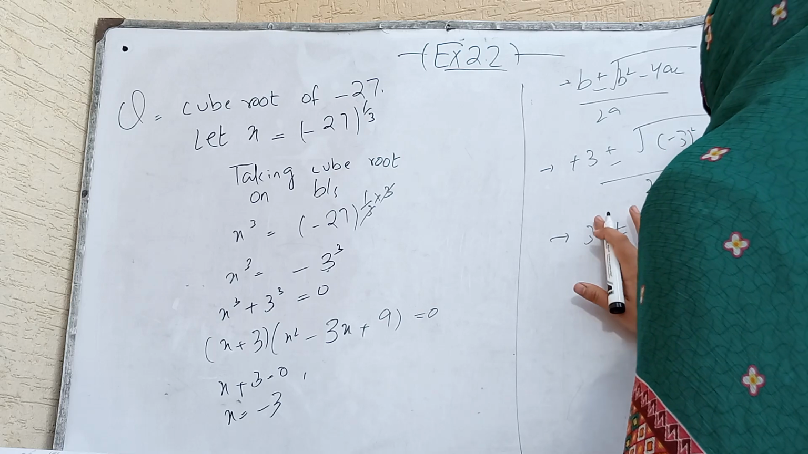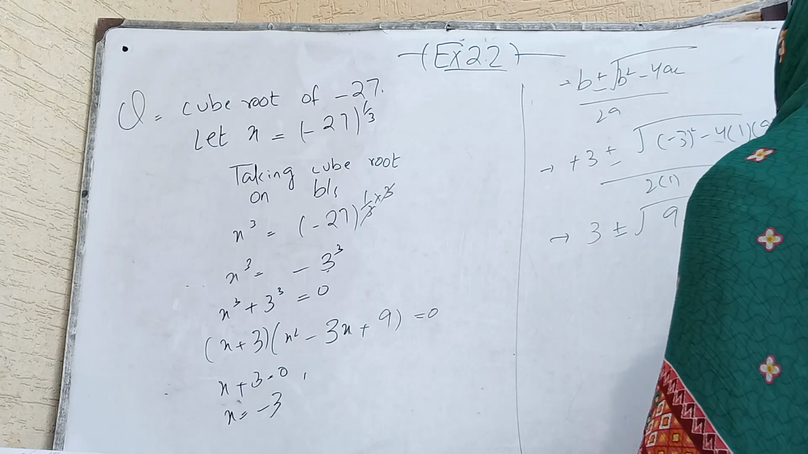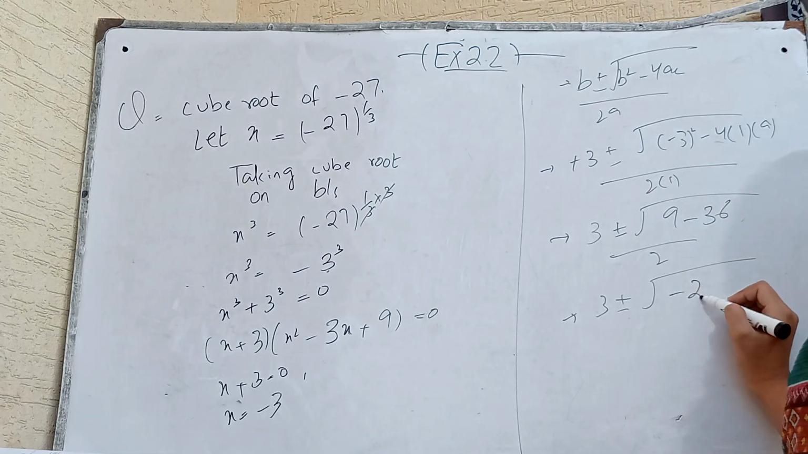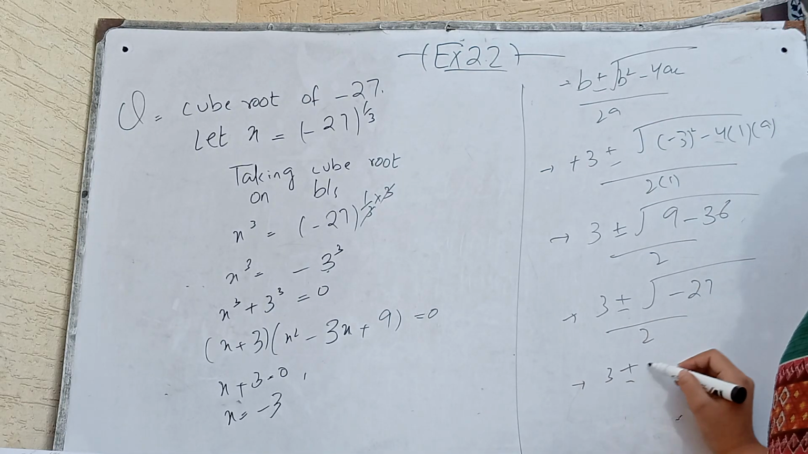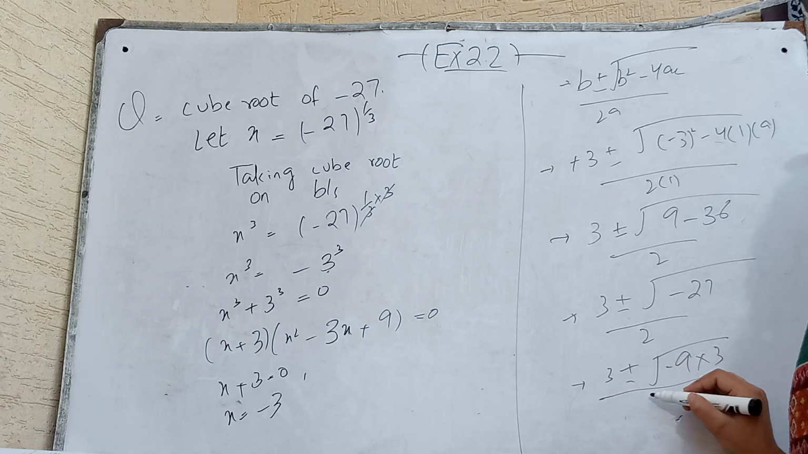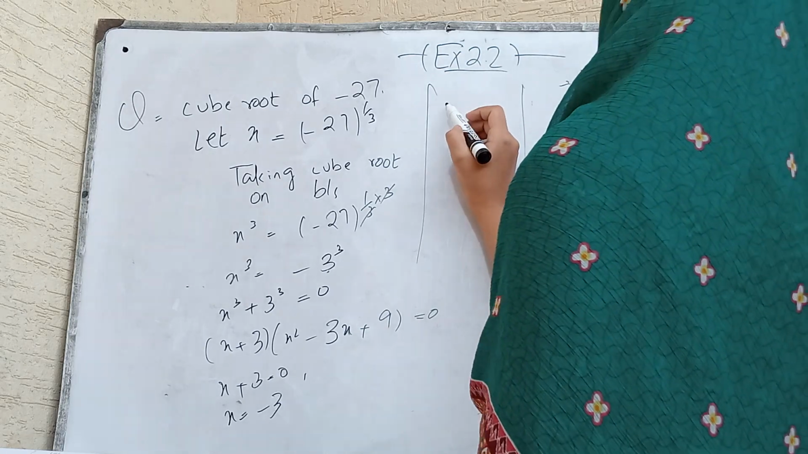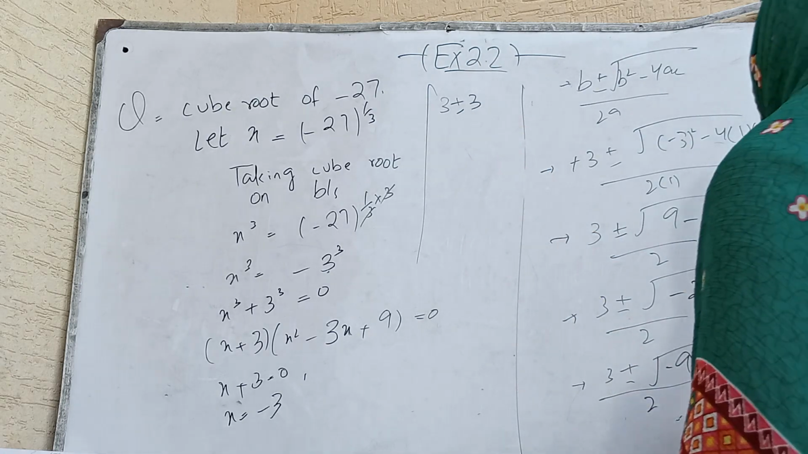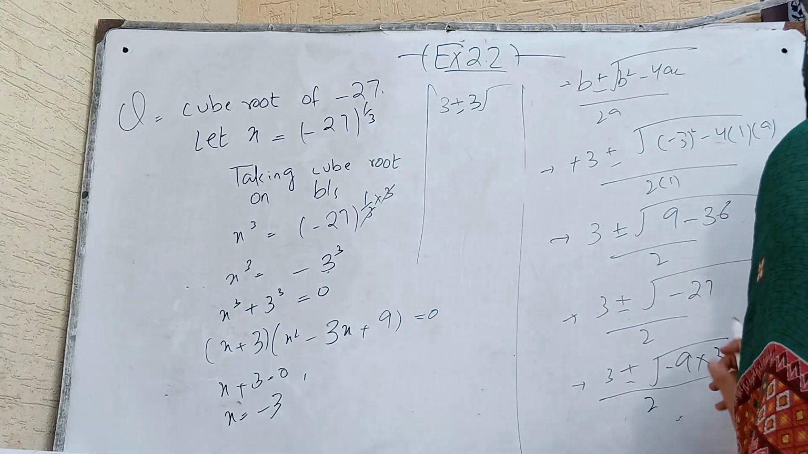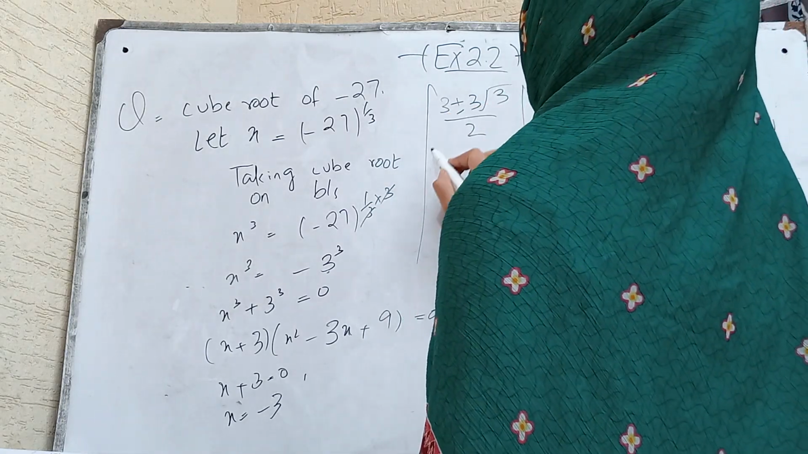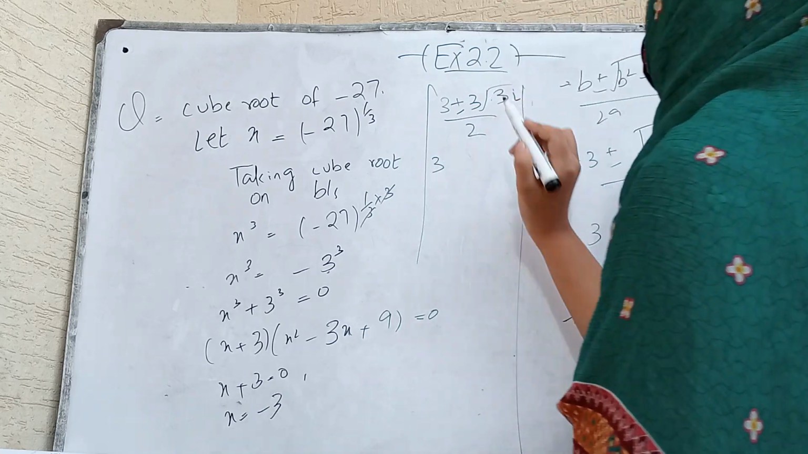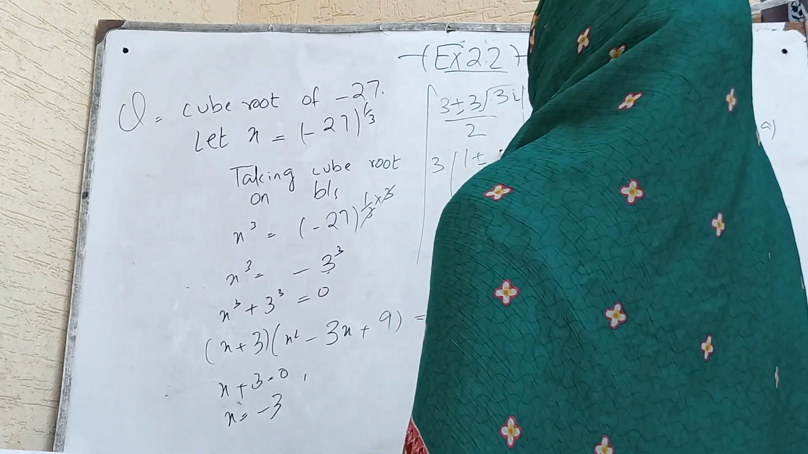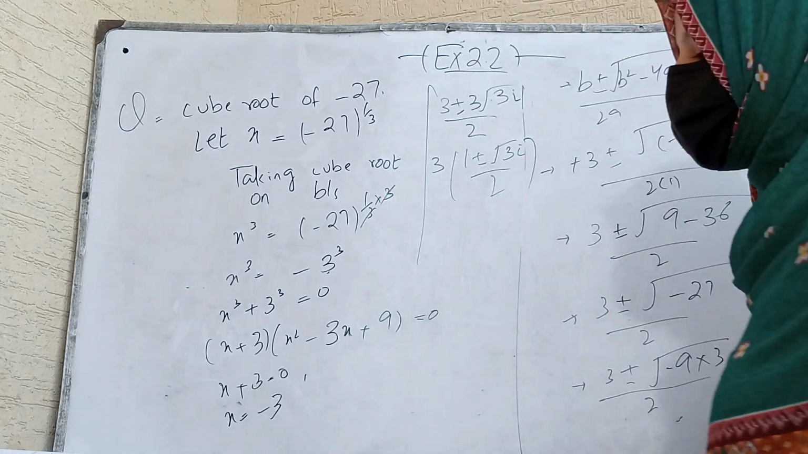So 3 plus minus square root of 9 minus 36, divided by 2, which is 3 plus minus square root of 9 minus 36 is equal to minus 27, divided by 2. 3 plus minus square root of minus 9 multiplied by 3, which is 3 plus minus square root of 9, which is equal to 3, so 3 will be moved outside the square root, and 3 over 2. So 3 will be common, minus 3 which is equal to iota, so minus is equal to iota, 3 common, so 1 plus minus square root of 3 iota divided by 2.